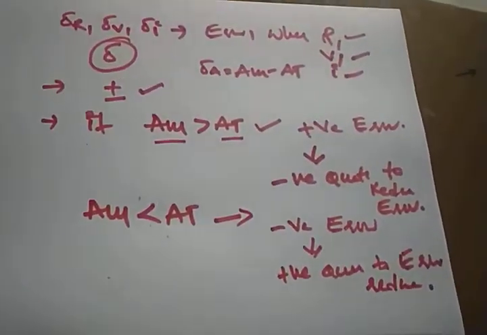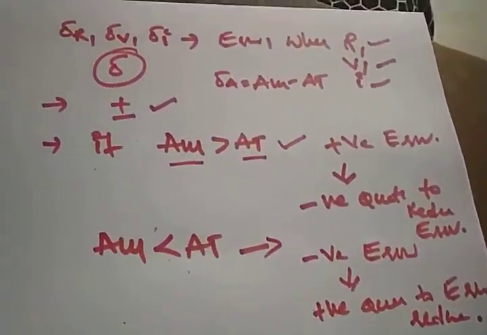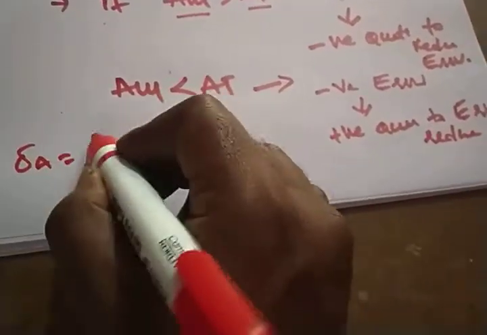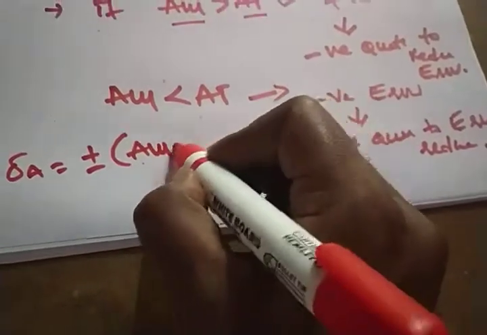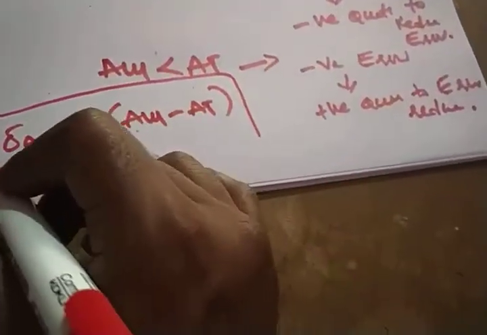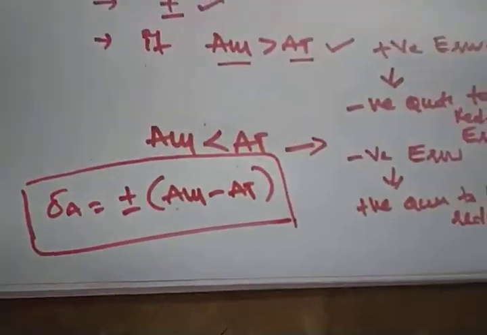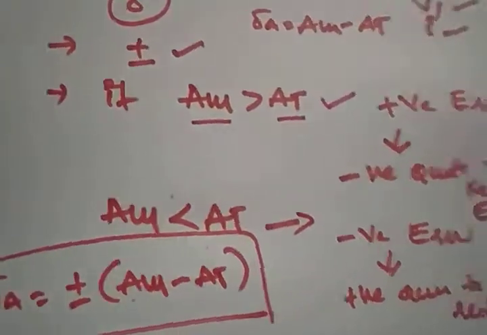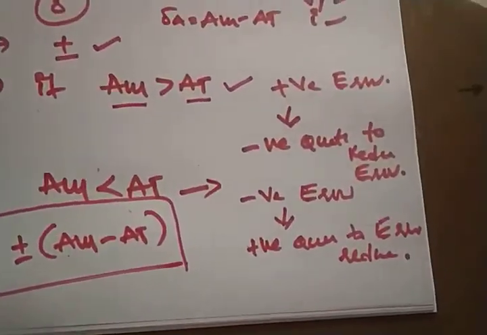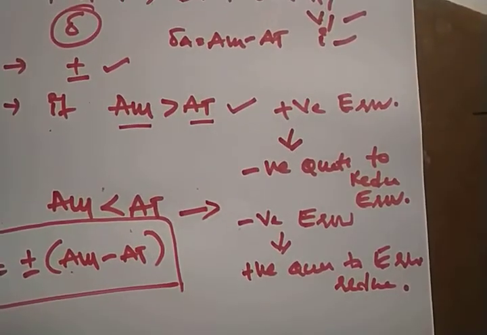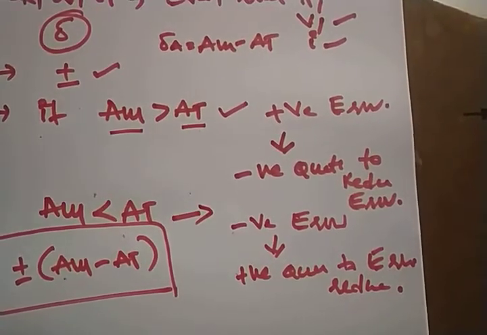Error may be plus or minus. So how can you denote the error concept? Delta A is equal to plus or minus (AM minus AT). So this is the absolute error. What is meant by absolute error? We can call it a static error or absolute error. It can be denoted by epsilon naught, delta A.